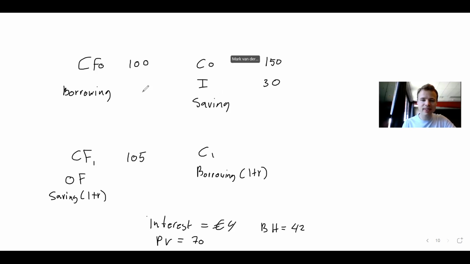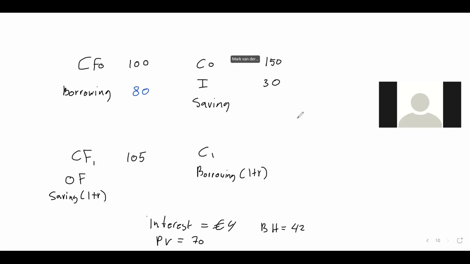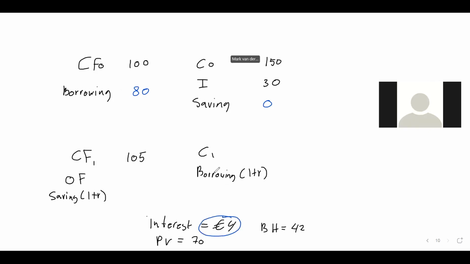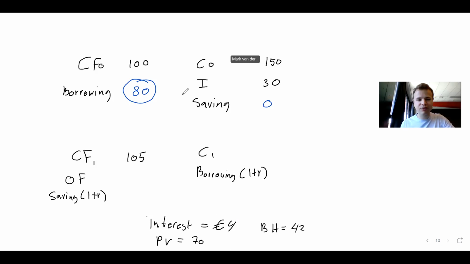Can somebody help Timmy? So we know that the inflows were 100, but the outflows are 180. So probably I had to borrow something. 80. Yes. And since I borrowed, I know I didn't save. So what is the saving? 0. Perfect. So is it clear how I got the blue numbers here? Yeah. And the interest is €4. So notice that I borrowed €80 and the interest is €4.